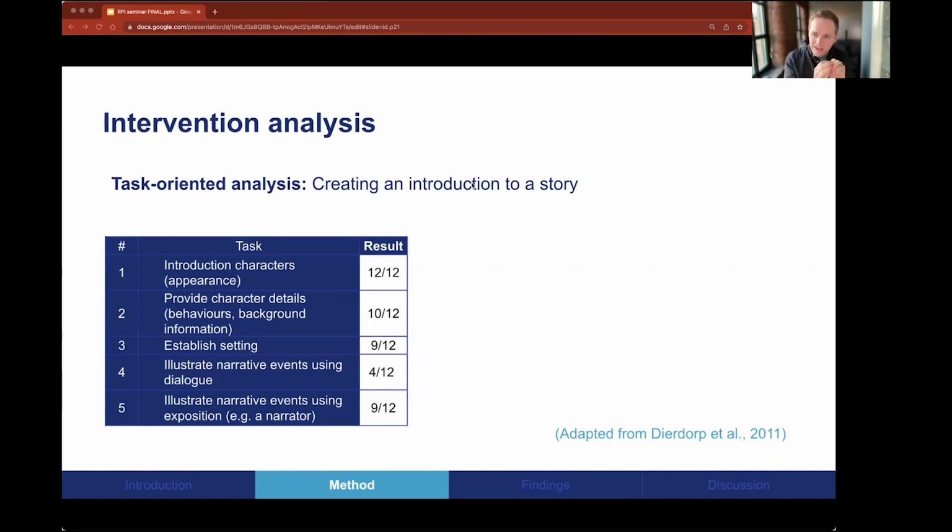And then we take those tasks and we apply them to students' projects, to any kind of data that we have that tells us how they completed these tasks. And we very crudely count them up. In this example, I'm pretending there are 12 students in this group. So in task 1, all 12 students did that, and so we can tick 12 out of 12. In task 2, 10 out of 12 completed that. Then 9, then 4 for the fourth one, and then 9 for the fifth one.